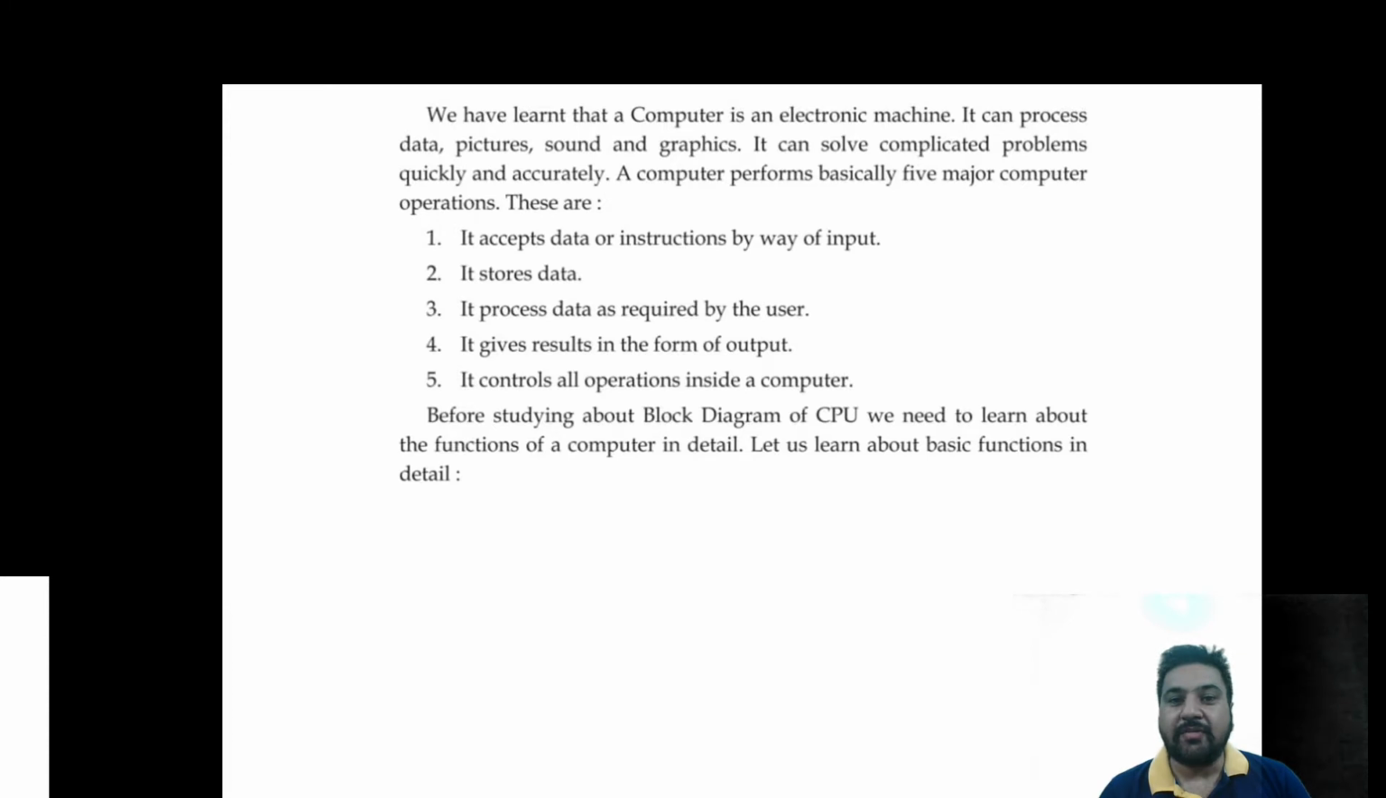A computer performs basically five major operations: it accepts data or instructions by way of input. It stores data. It processes data as required by the user. It gives results in the form of output. It controls all operations inside a computer. Before studying the block diagram of a computer, we need to learn about the functions of a computer in detail. Let us learn about the basic functions in detail.